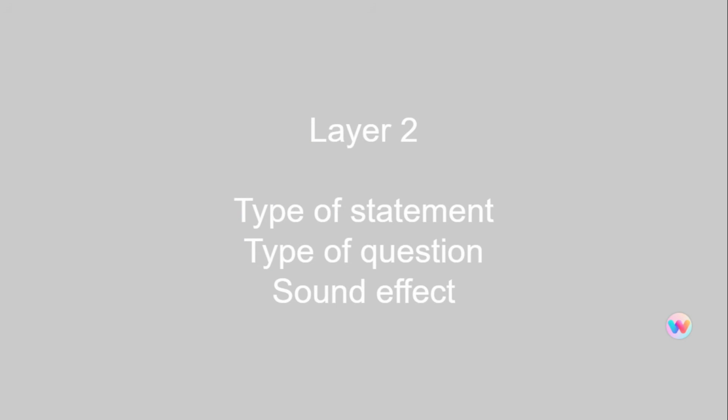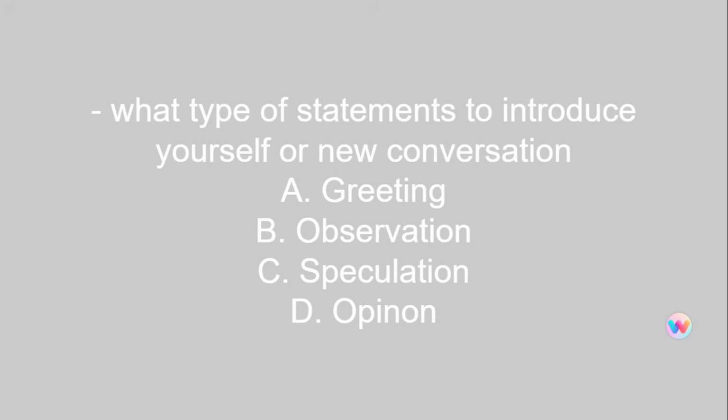The next part is layer two, which is the type of statement you can say, the type of question you can say, and the type of sound effects you can make. This is not going into too much detail, it's just the next layer down from layer one. For example, for statements: greeting, like, hey, how are you? Hey, what's up? You're just saying hi. Observation. You are saying an observation about the person or the things around you.